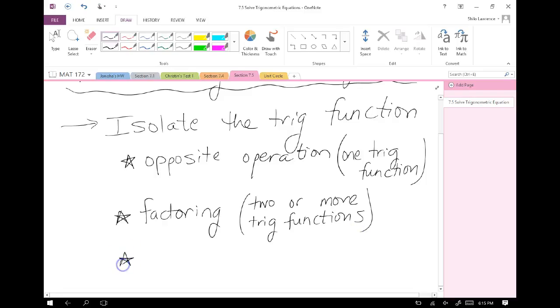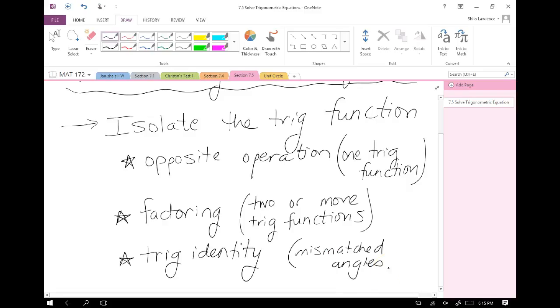It's also possible that you may have to use a trig identity. And you would have to do this if any of your trig functions did not have the same angle. So one of my trig functions had x as the angle and the other trig function had 2x as the angle. I would want all my trig functions to have the same angle. So I would use a trig identity to fix one of them before going on.